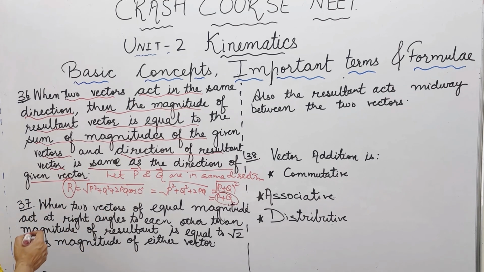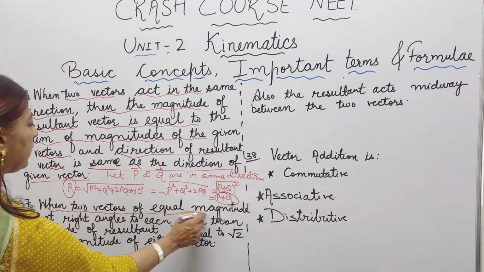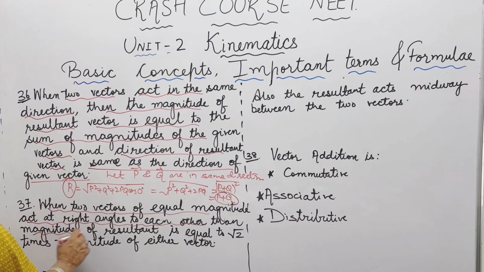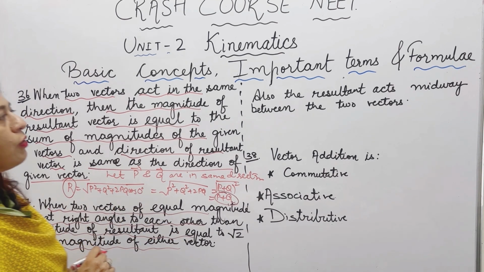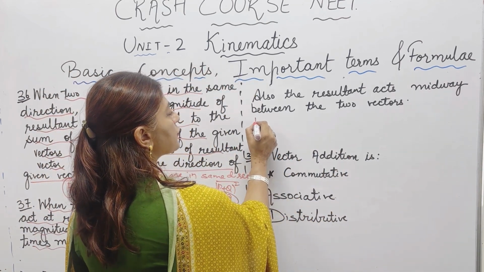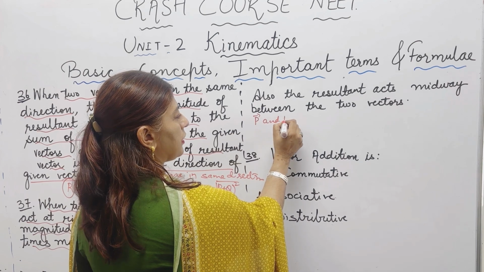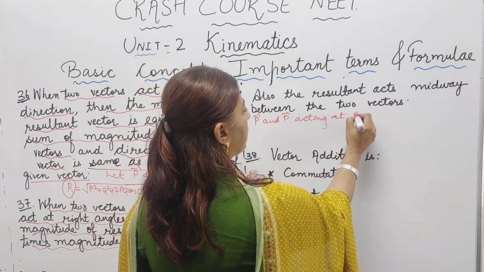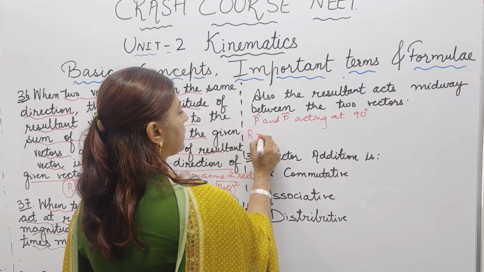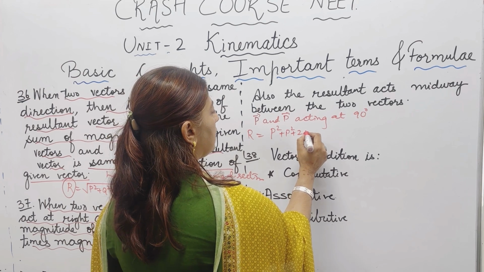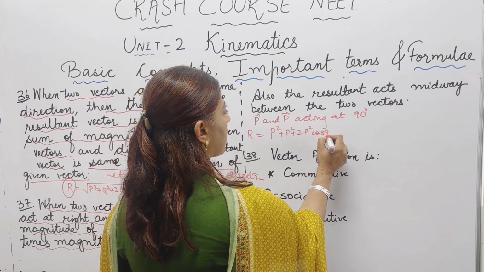When two vectors of equal magnitude act at right angles to each other, then the magnitude of the resultant is equal to root 2 times the magnitude of either vector. Also, the resultant acts midway between the vectors. It means, suppose p and p are equal vectors acting at 90 degrees, perpendicular, then the resultant is the square root of p square plus p square plus 2p square cos 90. Cos 90 is 0.